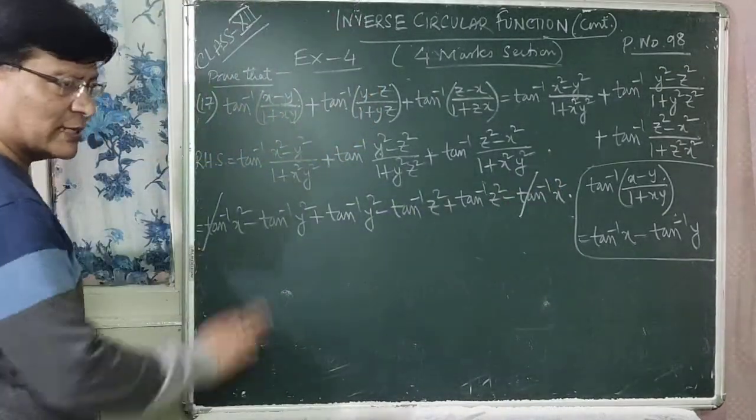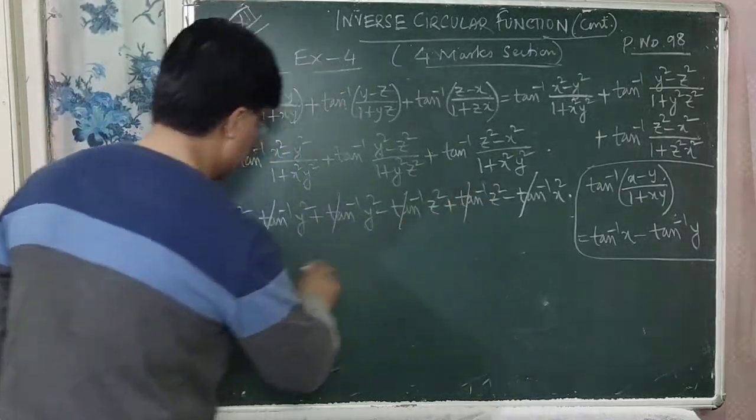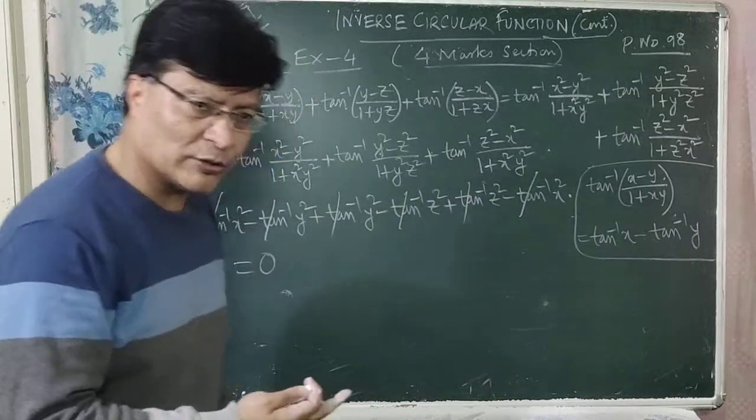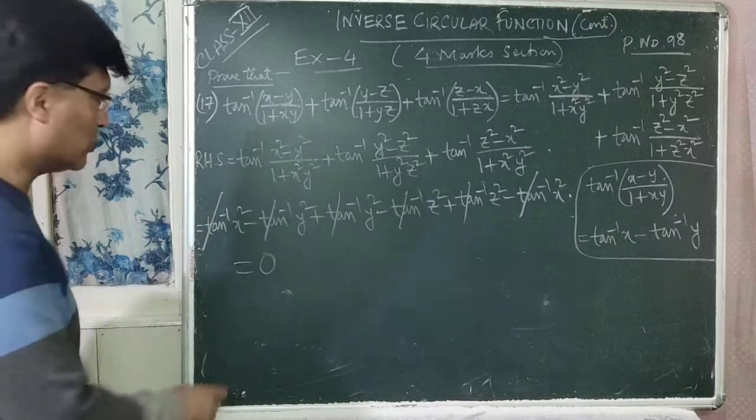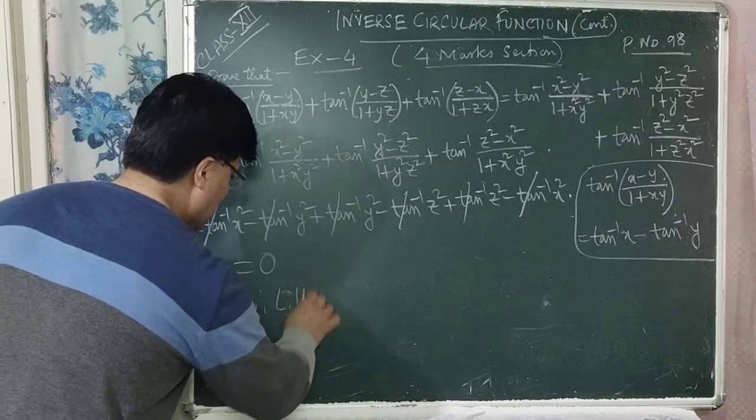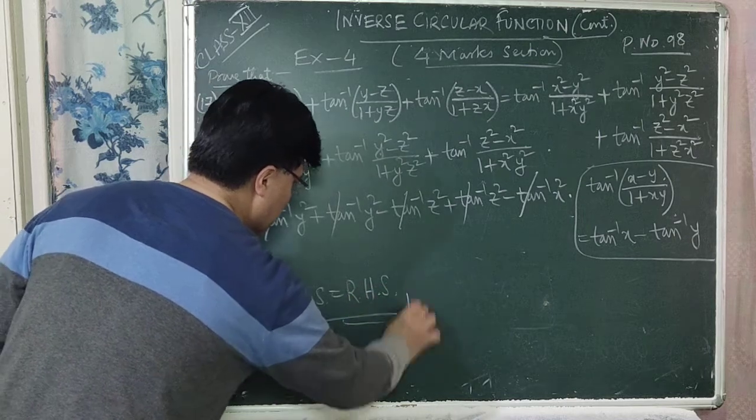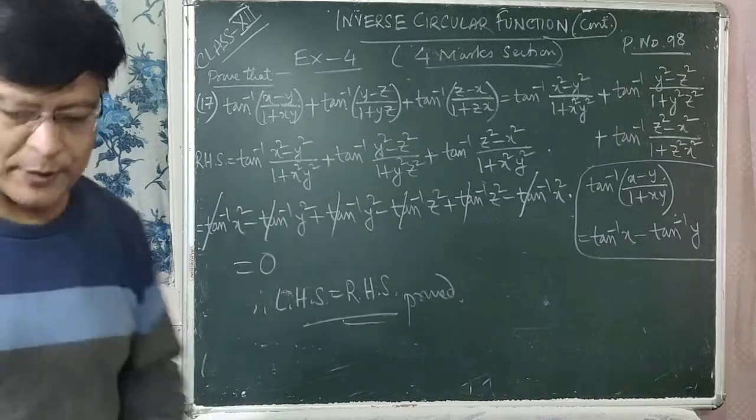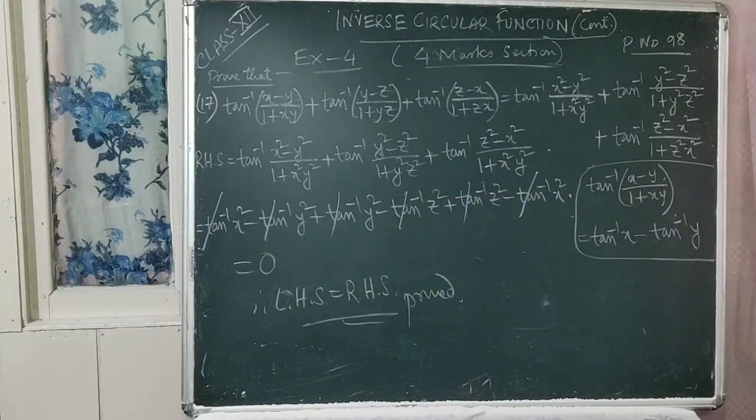So now here you can cancel the similar terms, plus minus sign. First and last term get cancelled, plus minus, then second and third, and then fourth and fifth, which is equal to 0. So left hand side was also 0, right hand side is also 0. That means we have proved LHS is equal to RHS. Therefore, LHS is equal to RHS. Proved. Is it understood? Now we can copy it. We'll do the next one.